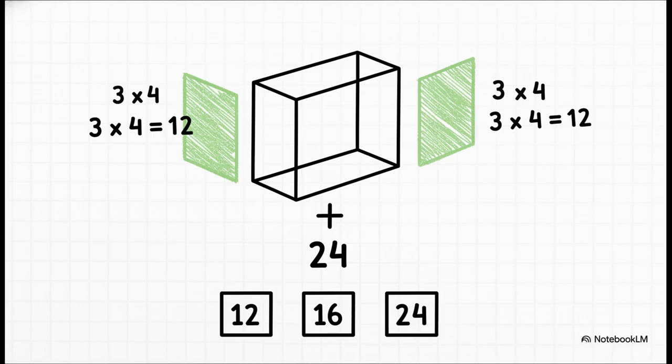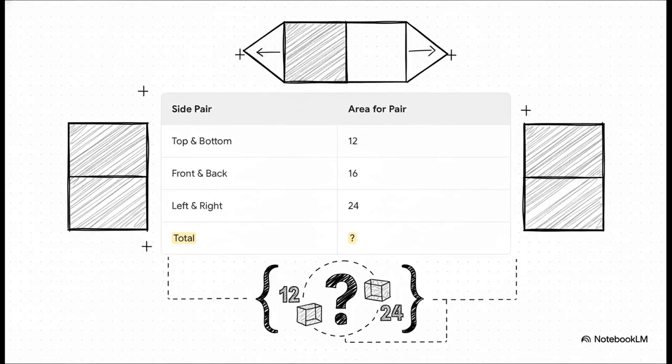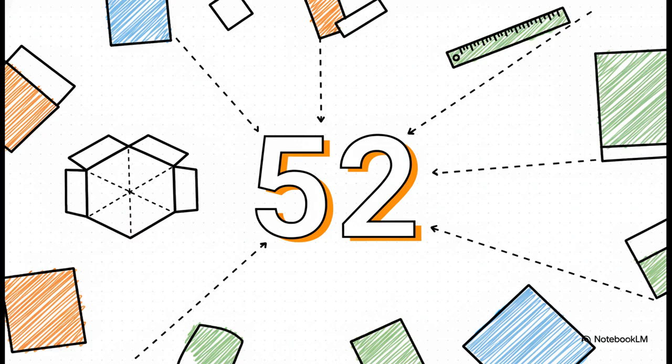Okay, that's it. We have the area for all 6 faces. So let's recap what we've got. We have 24 for the top and bottom, we have 12 for the front and back, and we have 16 for the left and right. All that's left to do now is just add them all up. And when we do that, we get 52 square units. That's our answer. That's the total surface area.